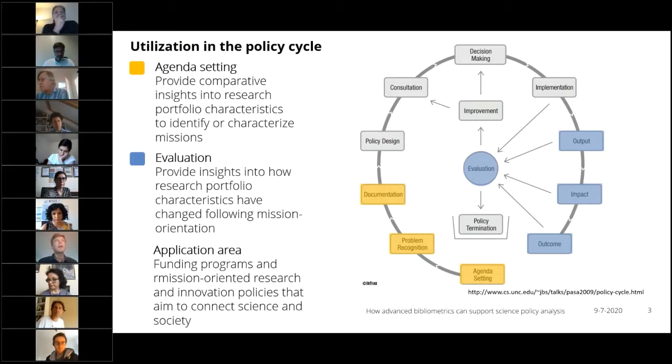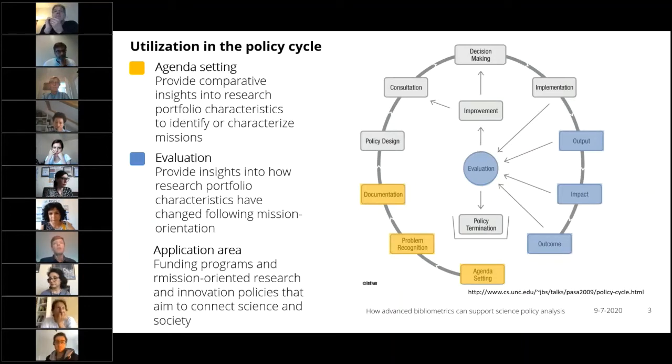So if you think about how this looks in the policy cycle, I think there are two phases in which these types of approaches can be very relevant. That is at the very beginning of a specific policy, so in the agenda setting, problem recognition, and documentation phase. And here the idea is really that the bibliometric approaches can provide comparative insights into the characteristics of portfolios, and also that they can identify or characterize certain missions in terms of the research that is out there.